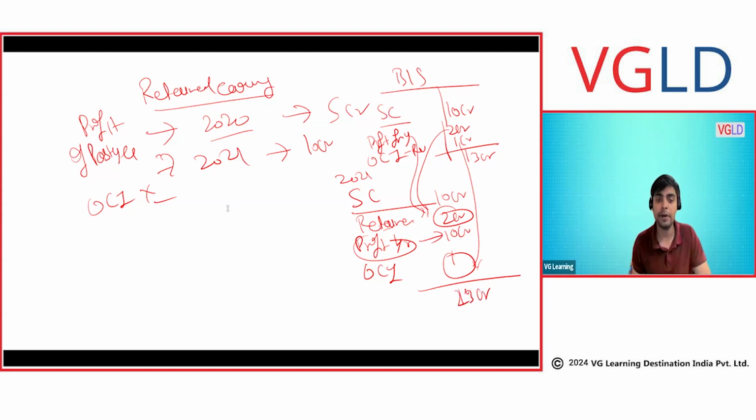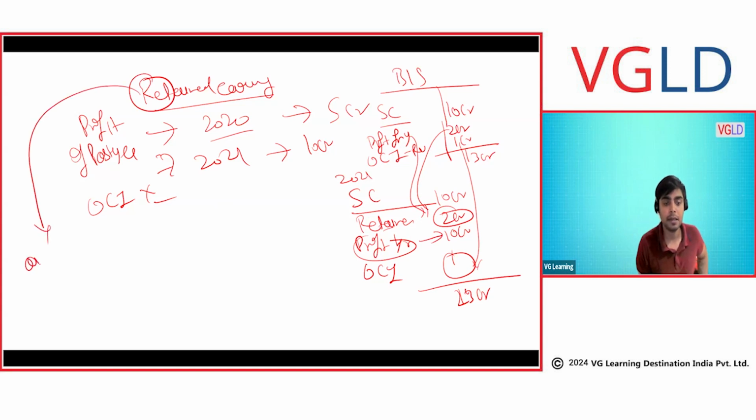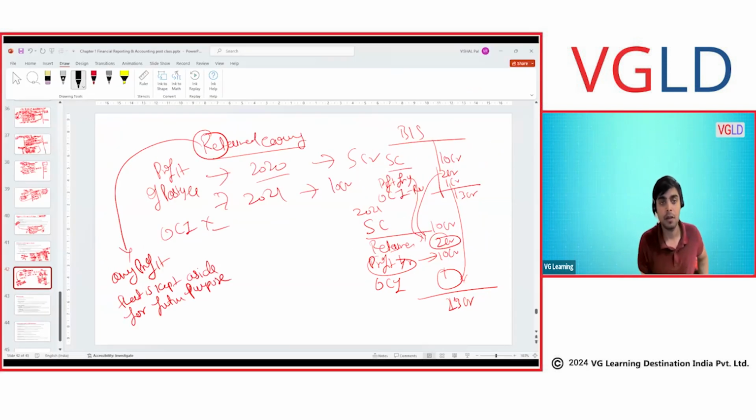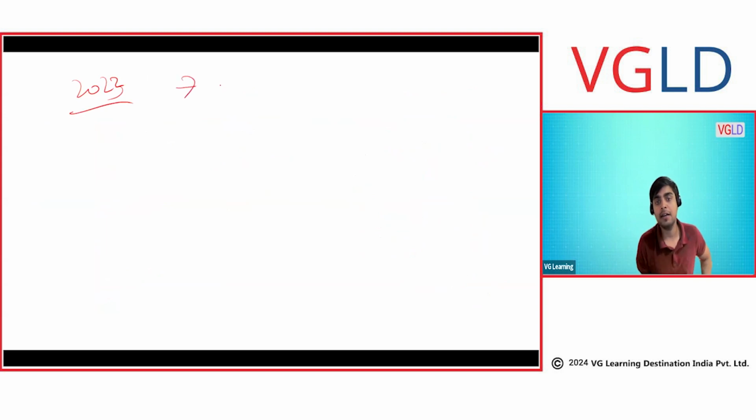Now, let's go for 2023. Very good, Ritika, very good definition. Retained earning, any profit that is kept aside for future purpose. Okay, let me just show you 2023 as well. What will happen in 2023? Let's say this year we made a loss of 2 crore in SPL. And in OCI, we again made a gain of 3 crore.